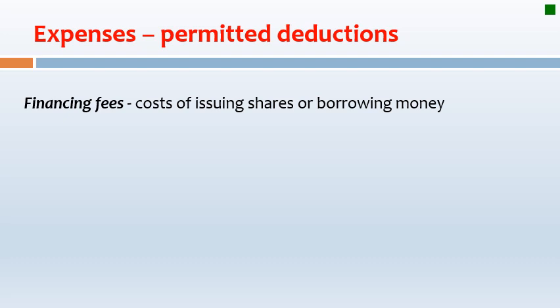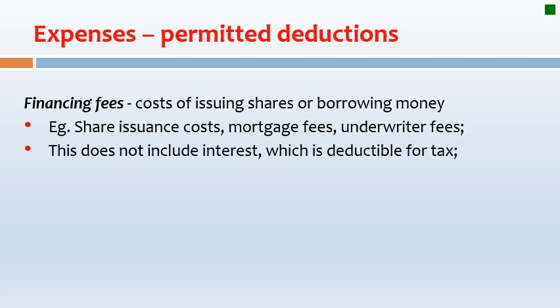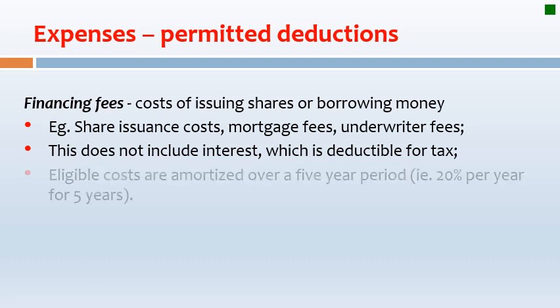What about financing fees? Are these deductible for tax purposes? And it turns out they kind of are, just over a period of time. So financing fees are any share issuance costs or mortgage fees. That doesn't include interest, underwriter fees, etc. Any kind of lawyer fees that you could incur when trying to borrow money or issue shares, which is equity fundraising instead of debt fundraising. So this doesn't include interest. Interest is deductible for tax purposes, so these are other costs that are incurred when obtaining financing.